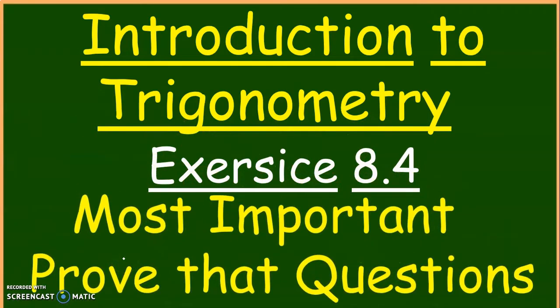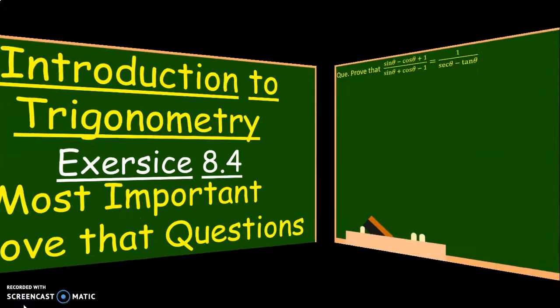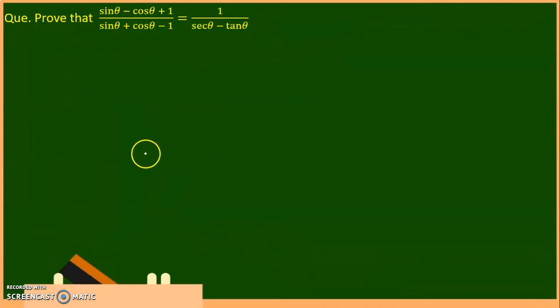Hello dear students, today we are going to discuss the most important prove-that questions from exercise 8.4. Let's see the first question. We have to prove that (sin theta minus cos theta plus 1) divided by (sin theta plus cos theta minus 1) is equal to 1 upon (sec theta minus tan theta).